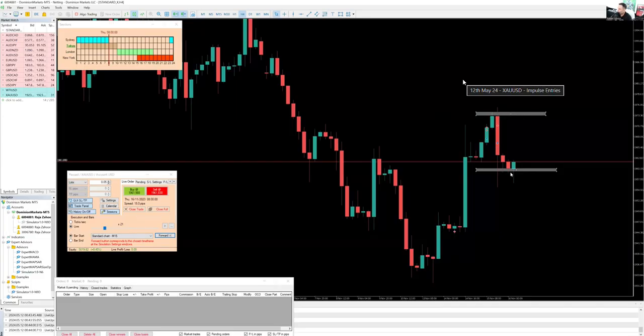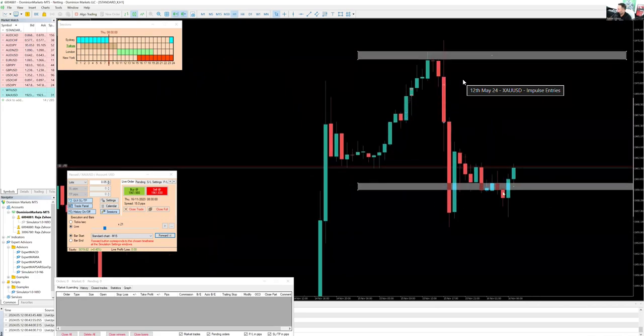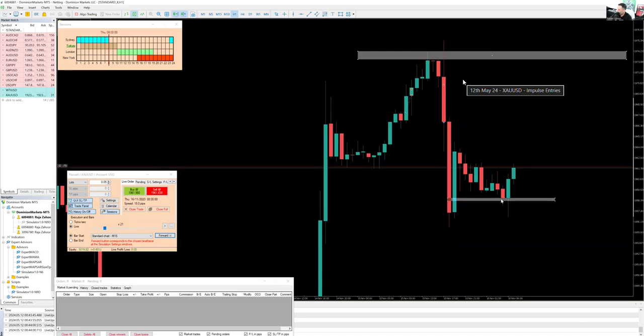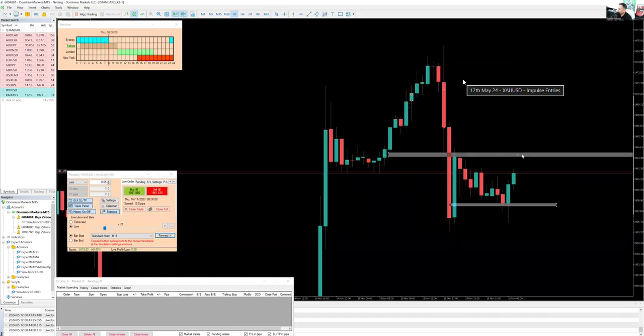So we got resistance, we got support. Let's take a look on the 1 hour time frame. All right, let's take a look at this here now. This is the 1 hour time frame. We are creating a support. At the same time, we have a resistance forming right over here. So now we're just consolidating at this point.